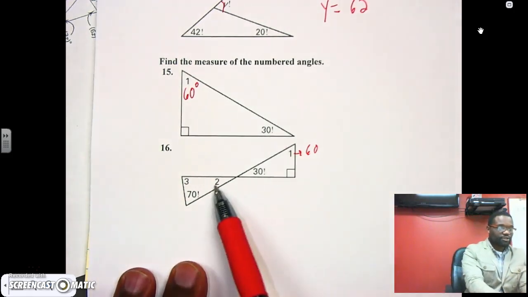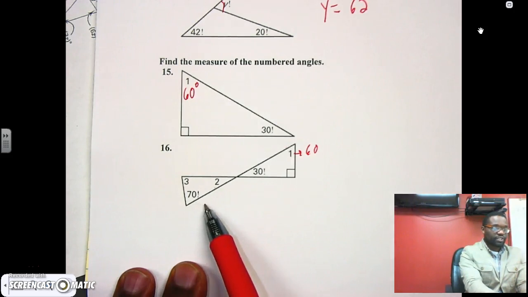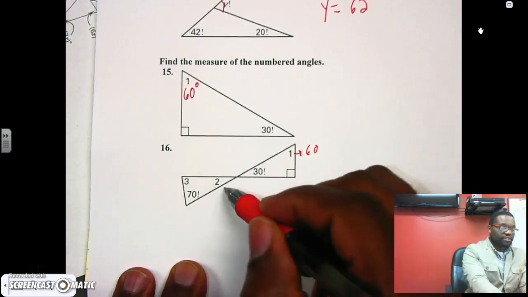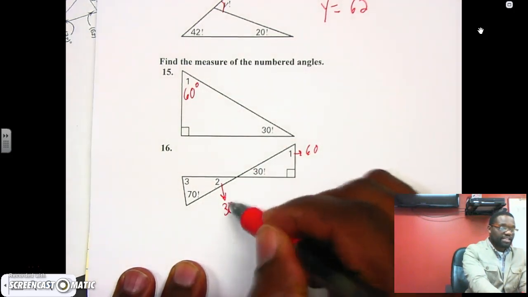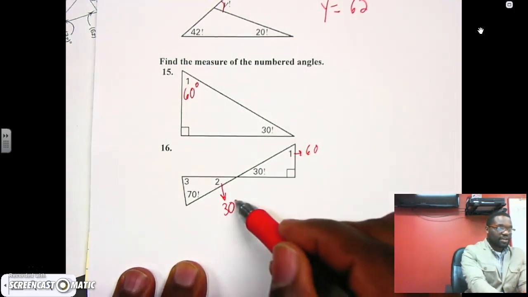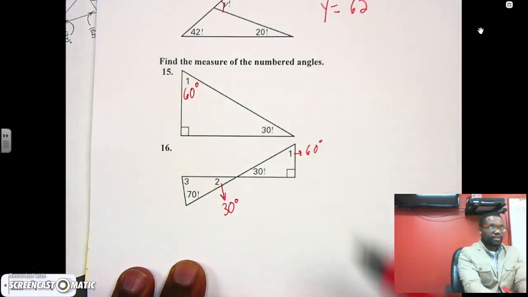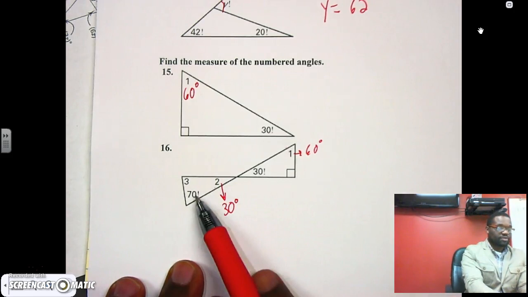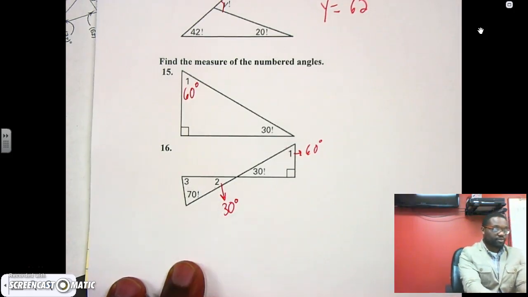But what about angle 2? We haven't talked much about angle 2 today, but angle 2 is actually a vertical angle here with 30. Vertical angles is something that we should always recognize whenever we see that X. So angle 2 has to be 30 degrees right off the bat. Okay, so if this one is 30 and this one is 70, how do we find out number 3?